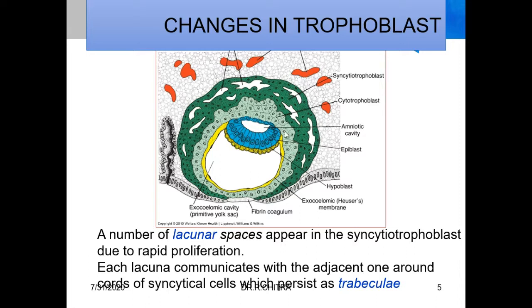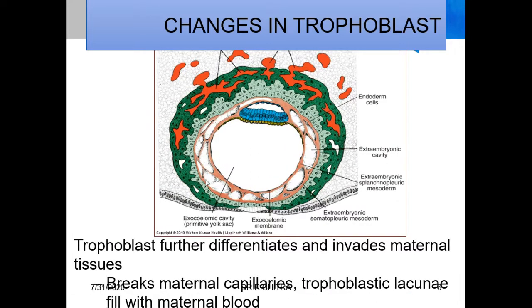Then this trophoblast further differentiates, invades the maternal tissue, and breaks the maternal capillaries, so that these trophoblastic lacunae are now filled with the maternal blood. So this is the beginning of the uteroplacental circulation.